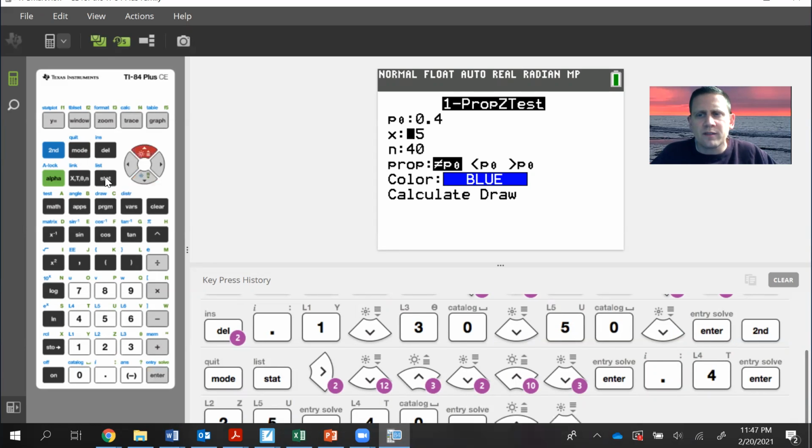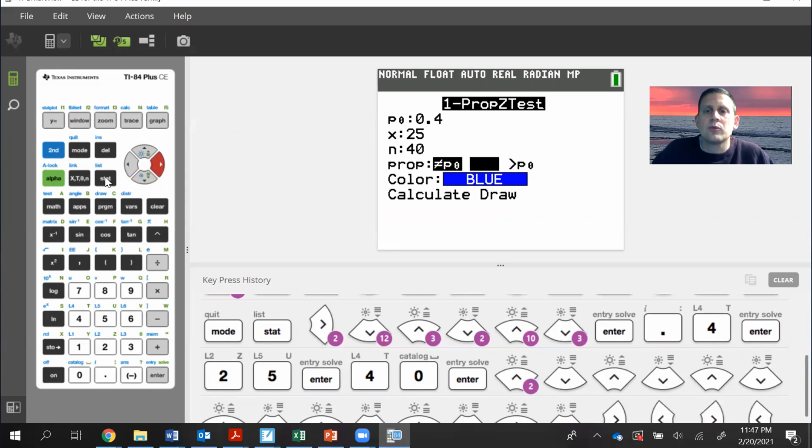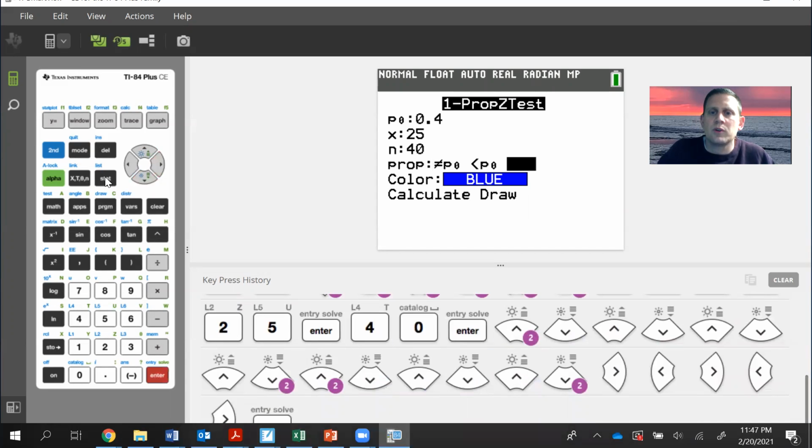You cannot put decimals in here; it will give you an error message. You have to put in the raw number of successes out of however many are in the sample size. So if they give you a percentage for p hat, you do have to convert that by multiplying by the number. Then we have to select our alternative hypothesis. Here's not equal to, here's less than, here's greater than. So we want a greater than, and then we're going to calculate it.